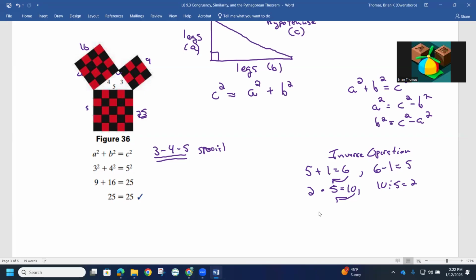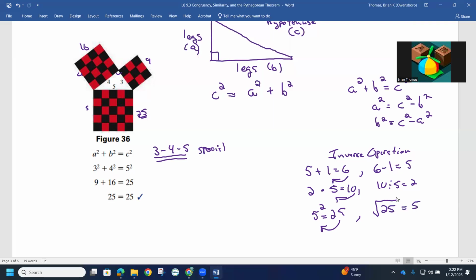So squaring is an operation. So 5 squared is equal to 25. But what must I do to a 25 to get it back to a 5? What's the inverse of squaring? Well, what we've learned is this symbol here is the inverse of squaring. It's called the square root symbol. So the square root of 25 is actually going to take me back to a 5.